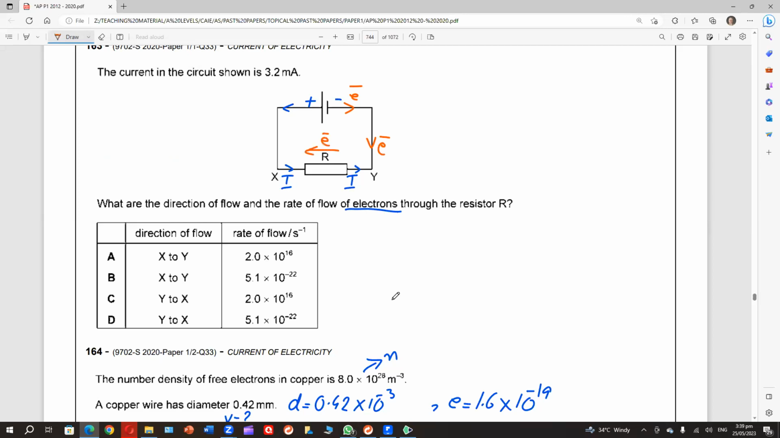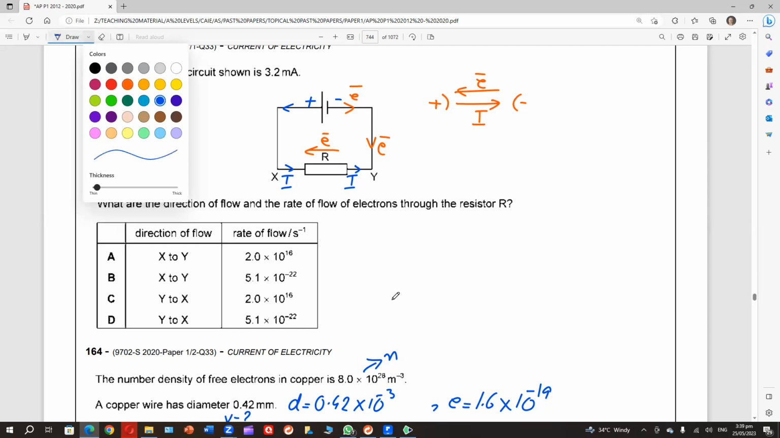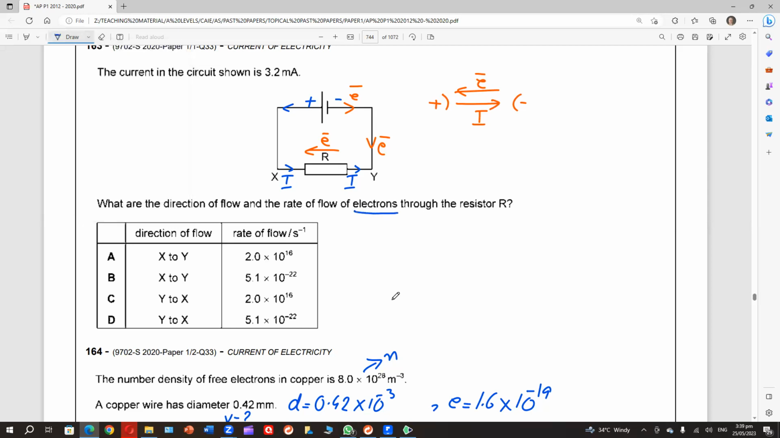So will the direction be from positive to negative? Current is always from plus to minus. If this is a plus terminal, this is a minus terminal. This is the direction of current, and this is the direction of electrons. Electrons will be in the opposite direction.